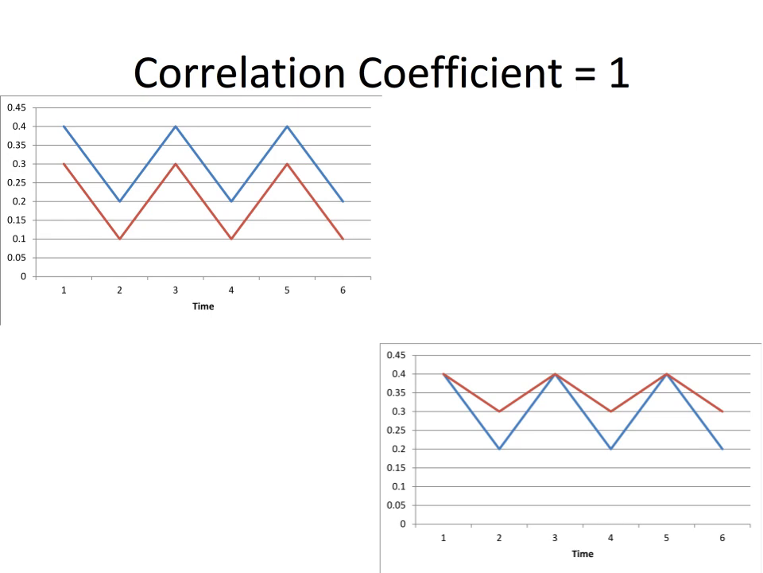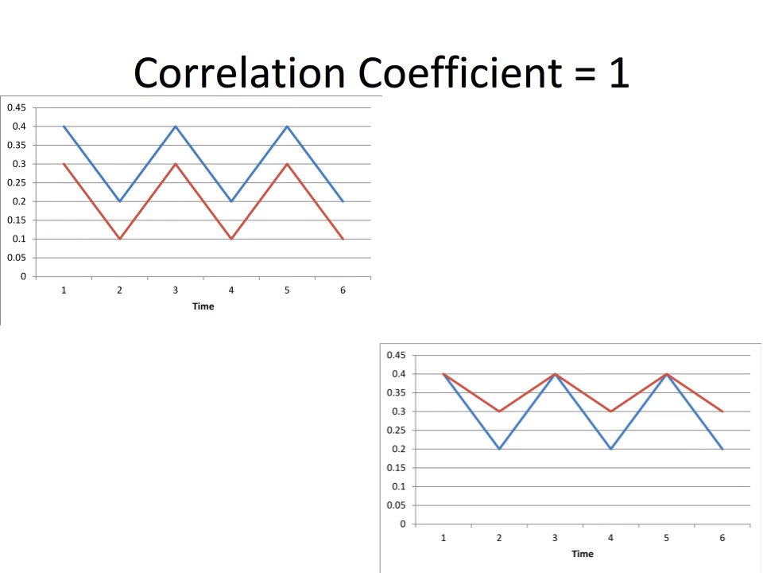The red line is another asset. It has lower returns than the blue asset. It goes from 0.3 to 0.1, 0.3 to 0.1, 0.3, 0.1. These two assets have a perfect correlation, and I'm looking here at the upper left hand graph. They are perfectly correlated. They move in lockstep with one another. When one goes down, the other one goes down. When one goes up, the other one goes up.